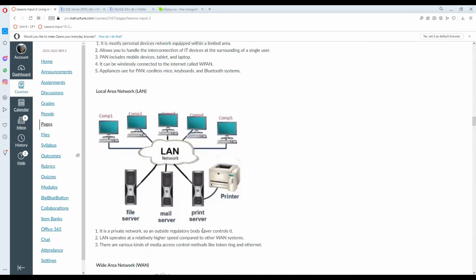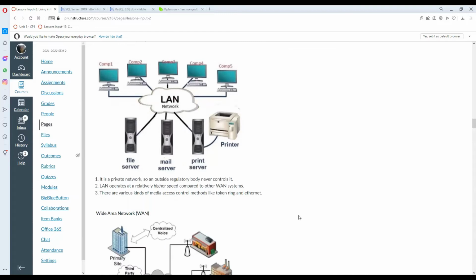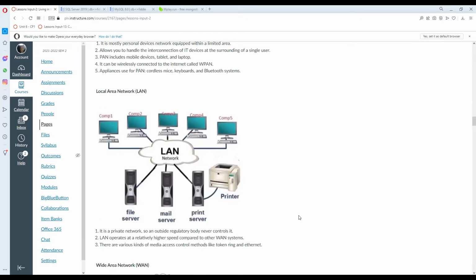Local area network or LAN, as seen on the diagram, is a private network, so an outside regulatory body never controls it. It operates at a relatively higher speed compared to WAN systems. There are various kinds of media access control methods like token ring and Ethernet.